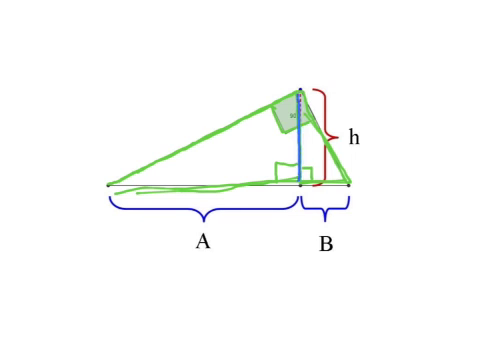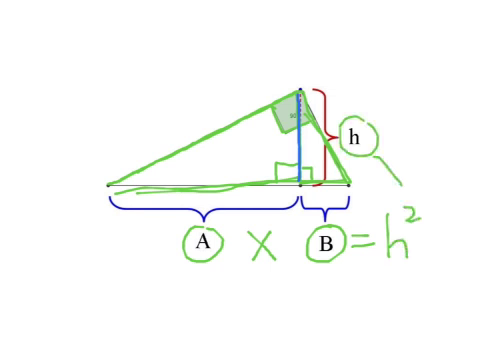And we find that if we take side A and multiply it by side B, the answer is the height squared. If we take the square root of the product of side A times side B, we get the height, and this is the geometric mean.